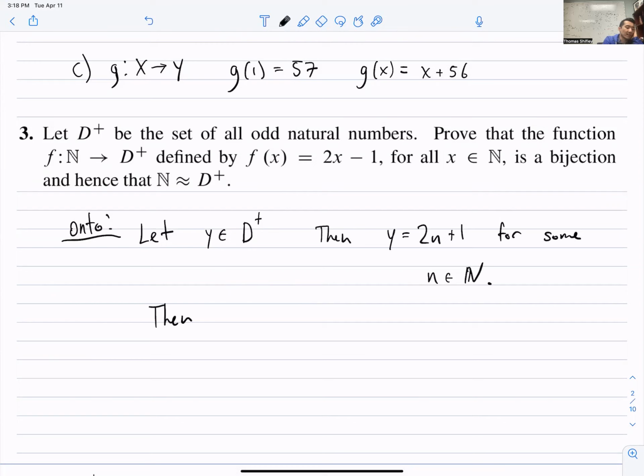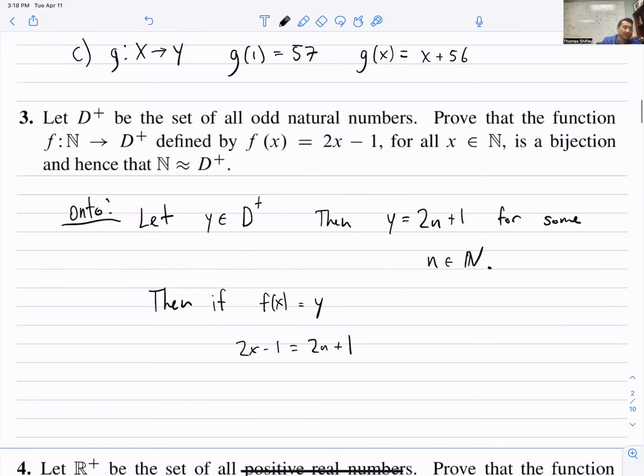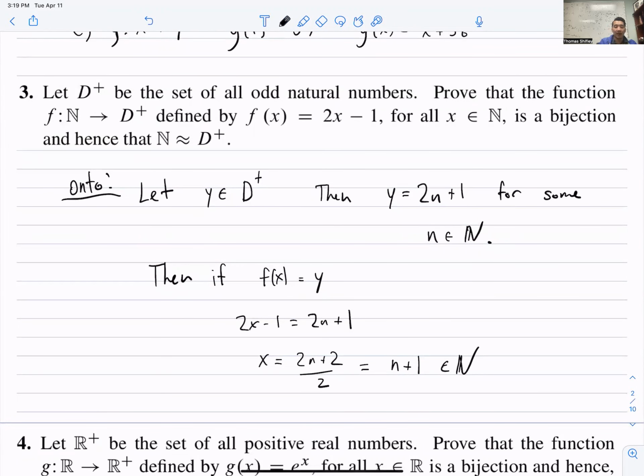So if we need f of x to equal y, then if f of x equals y, that means 2x minus 1 equals 2n plus 1 just by substitution. And then solving for x, we add 1 and divide. So x equals 2n plus 2 over 2. And so that's going to be n plus 1, which is a natural number. And so, therefore, it is onto, right? Let's set x equal to n plus 1, where n is the number that you get from the fact that y is odd. Then it's onto.